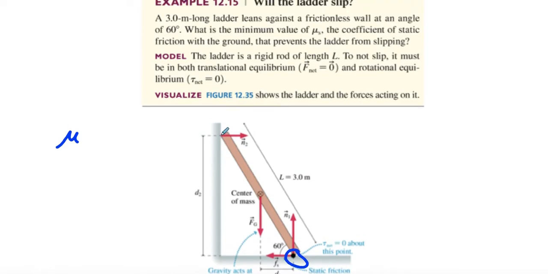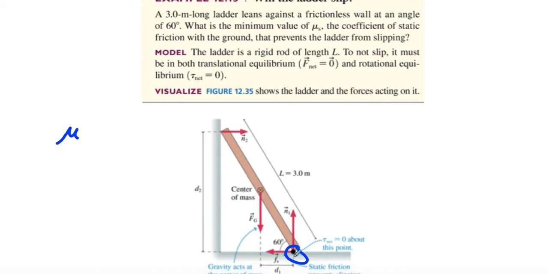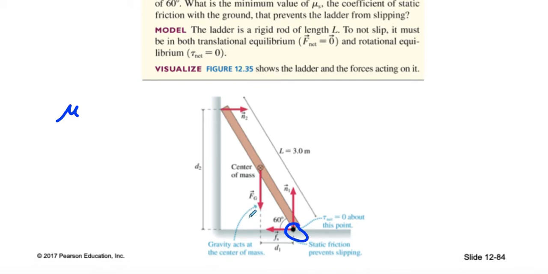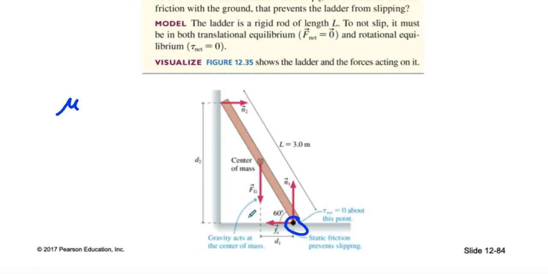We are going to ignore any friction on the wall, and only look at friction down here at the bottom. So we have to look at all the forces acting on this thing and then look at the torques acting on it. You can see how this has already been somewhat set up for you. Our question mark is, what is the coefficient of friction?